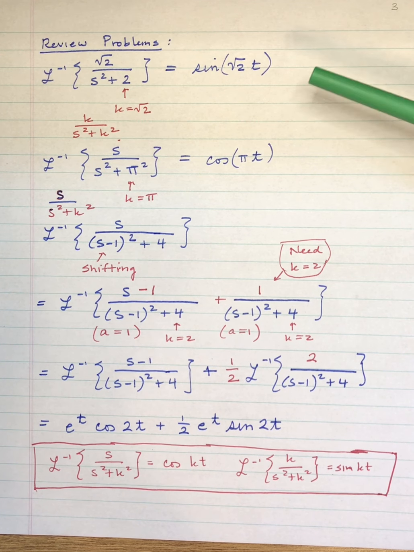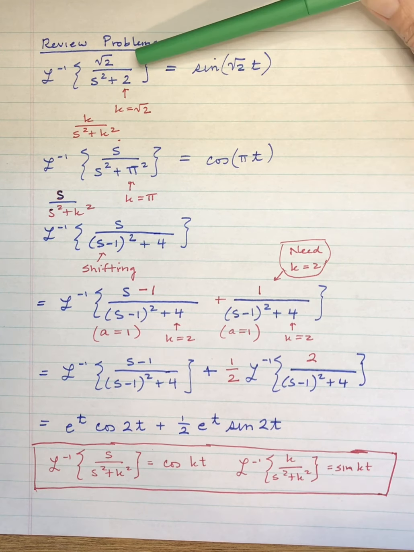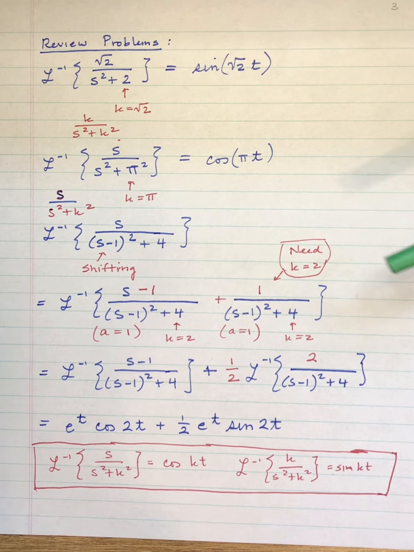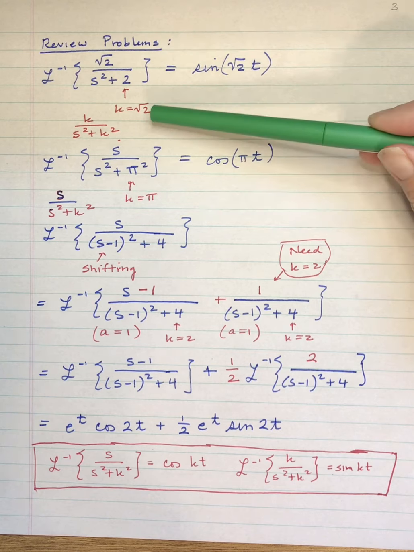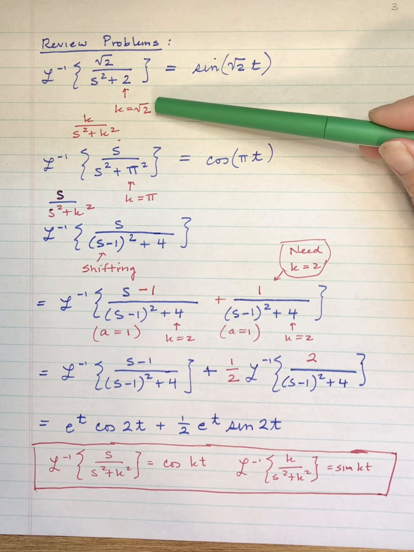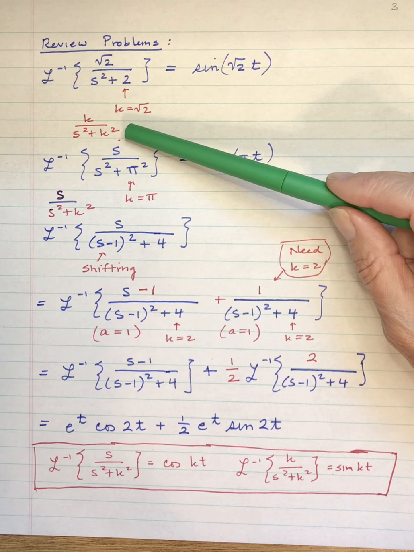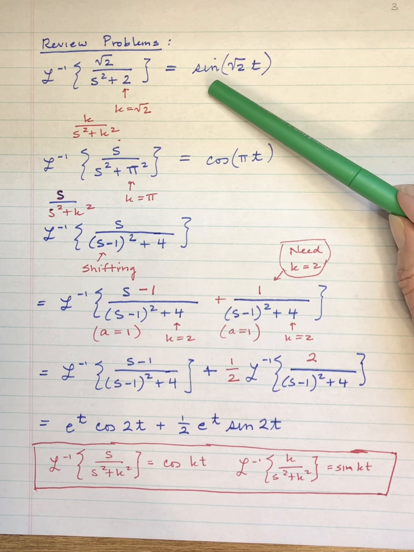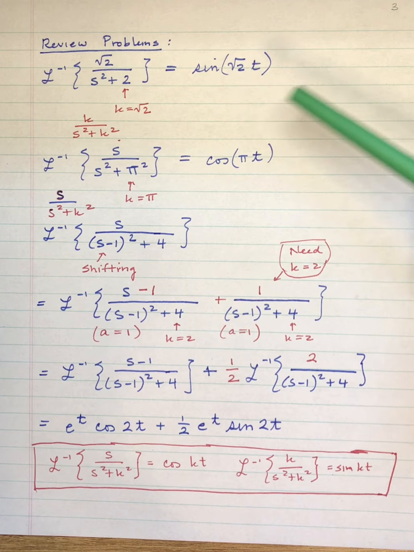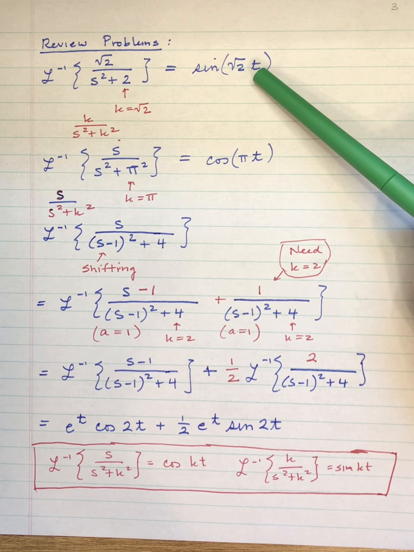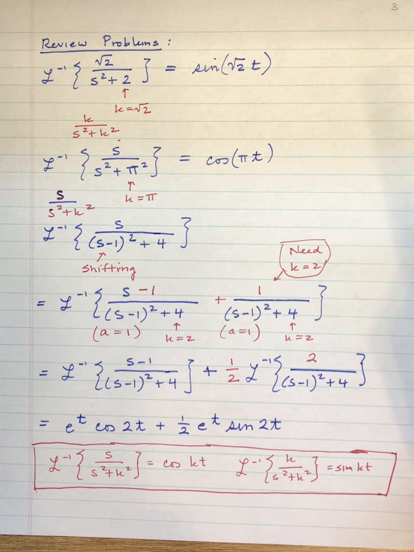So here are just a few little review problems, thinking back at what we've been doing for the last few days. These just have different kinds of formats. So here we have an s squared plus 2 in the denominator. That means k is the square root of 2, but you have the k in the numerator too. So that's like k over s squared plus k squared. So that inverse is just the sine of the square root of 2. And I've written parentheses so everybody understands that the square root of 2 just gets multiplied by the t.